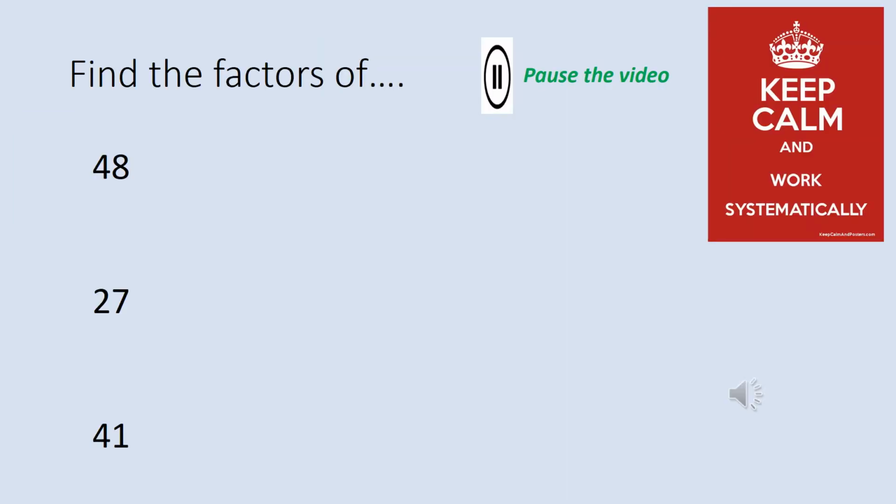Here is a quick starter activity to recap what we've done before. I would like you to find the factors of these three numbers, please. Remember to work systematically. Find the factor pairs first and then put the factors in order. Pause the video while you answer the question.